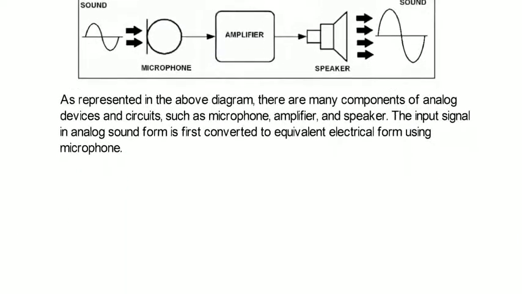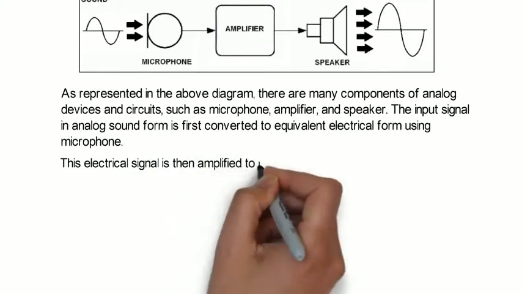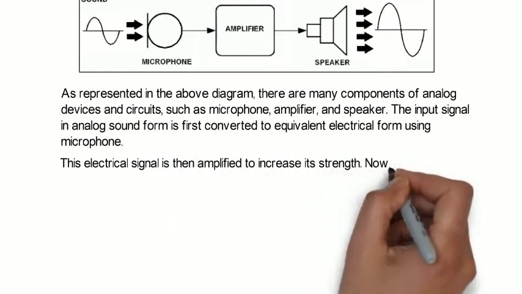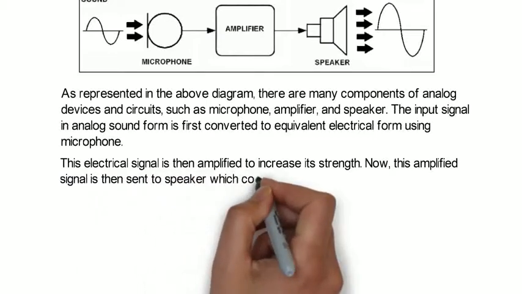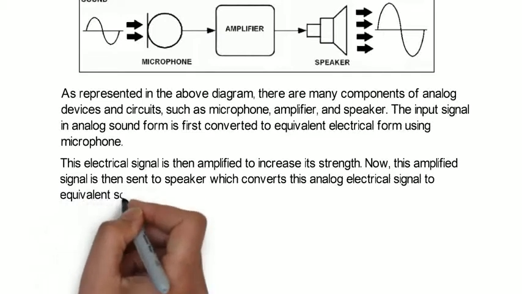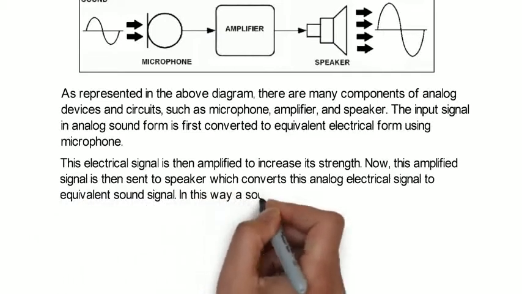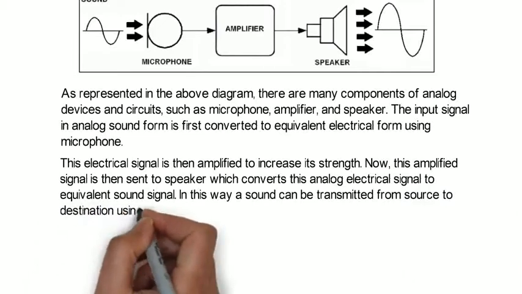This electrical signal is then amplified to increase its strength. Now this amplified signal is sent to the speaker, which converts this analog electrical signal to equivalent sound signal. In this way, a sound can be transmitted from source to destination using analog devices and circuits.